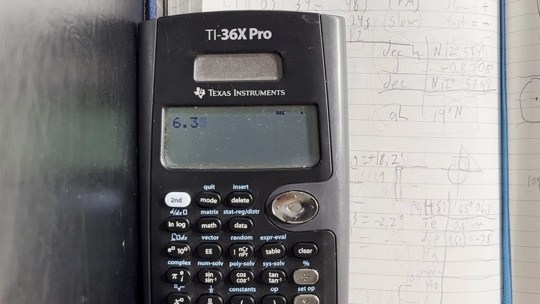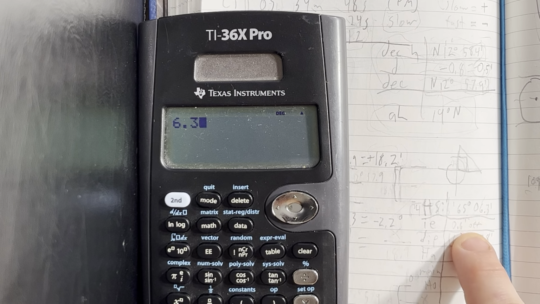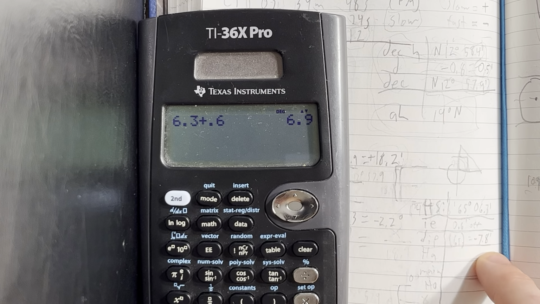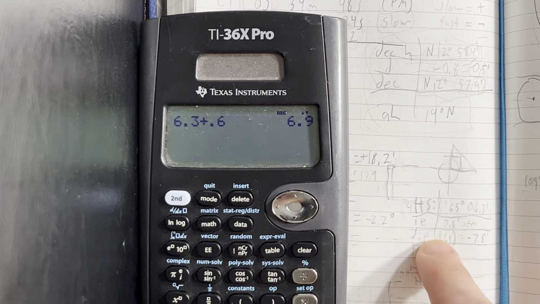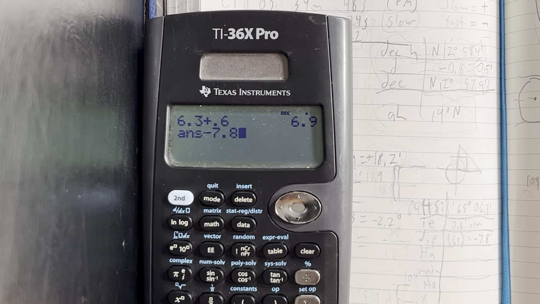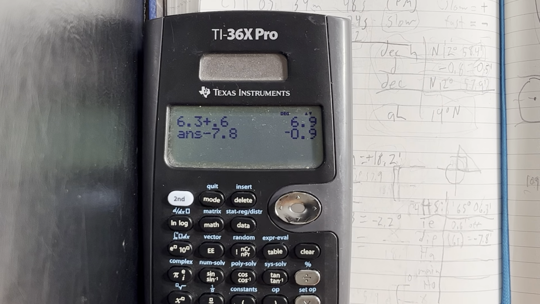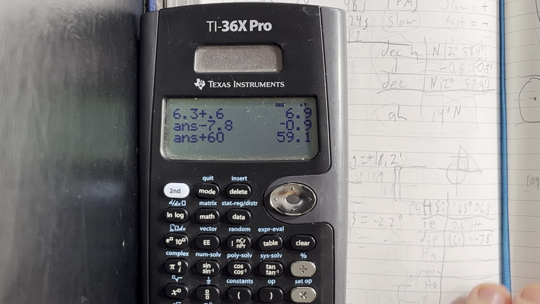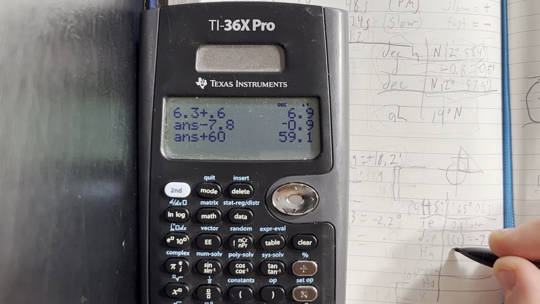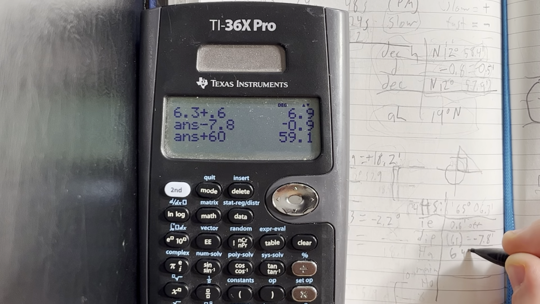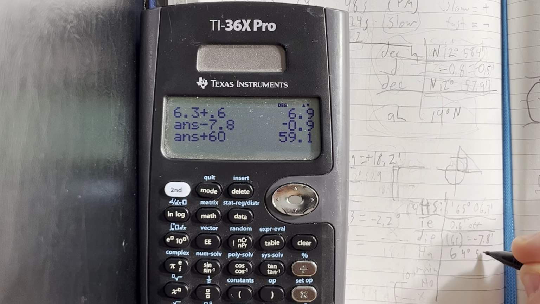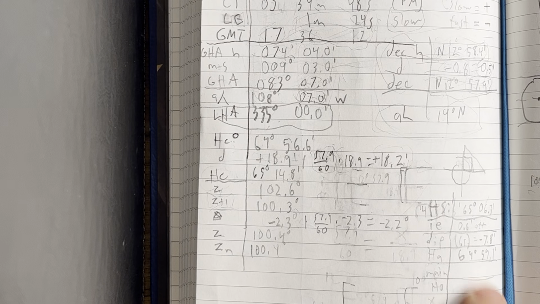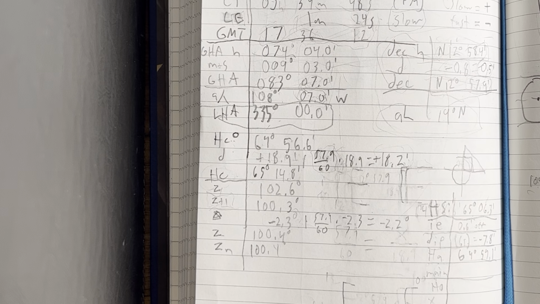So we do 6.3 plus 0.6 gets us 6.9, minus 7.8 minutes from the dip correction gets us negative 0.9, which just means we carry back over to 64 degrees. So we add 60 to carry the 1, 59.1. So our HA is 64 degrees 59.1 minutes. Good.